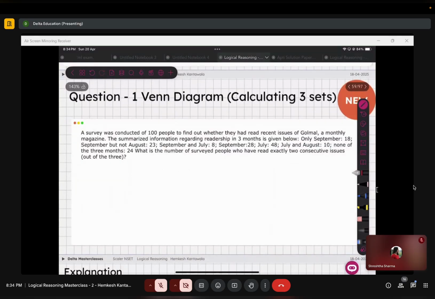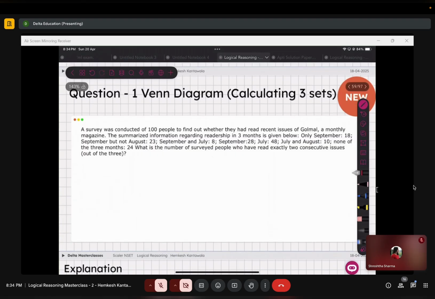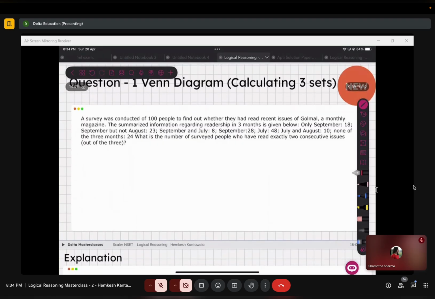Again, I've come up with three questions, three different patterns of questions from the Venn diagram topic. This is a slightly calculative one. So let's take 4 to 5 minutes to solve this question. Let's see. So I'll wait till 8:39. My bad. Try to solve this question.